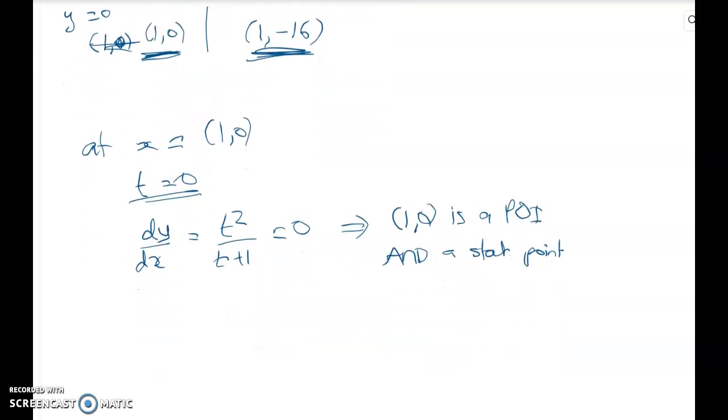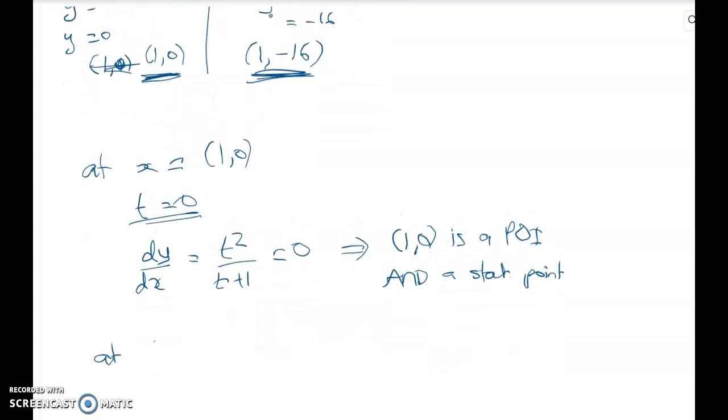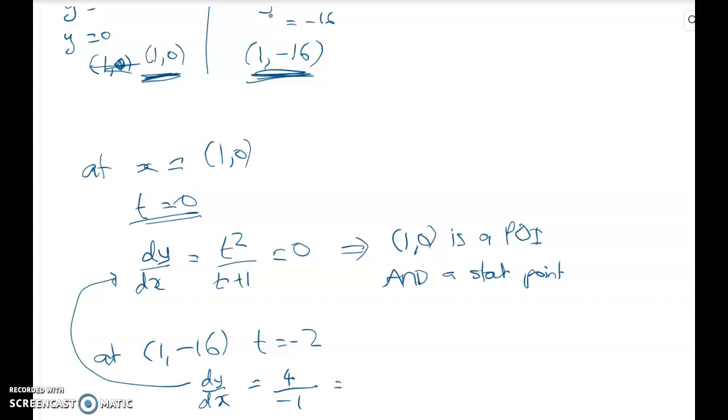Now, when we look at the other one, (1, -16), that's where we had t is equal to -2, and so dy by dx here will not be 0. It's going to be 4 over -1, which is -4. So (1, -16) is not a stationary point.